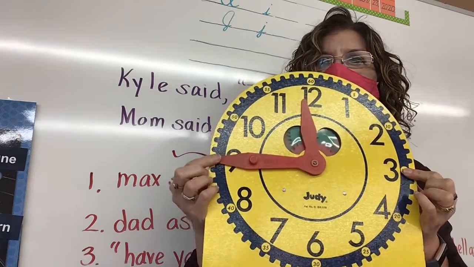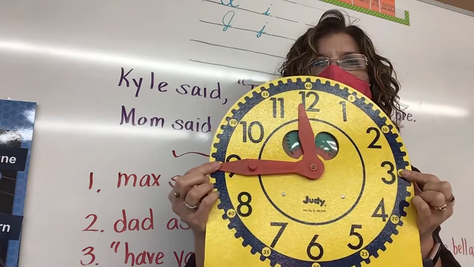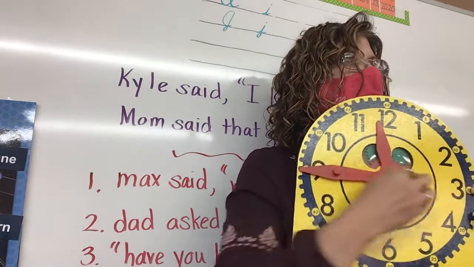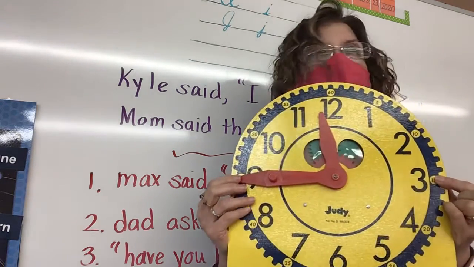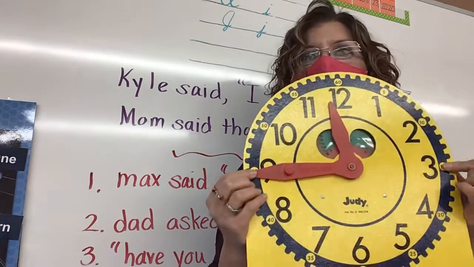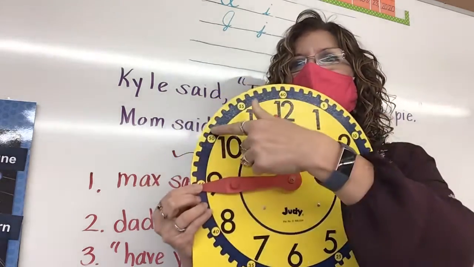It needs to go from over here to over here. Does anyone see that that is half of the clock? Yes. So that should already tell you what the answer is. What is half of the clock? 30 minutes. But let's count it off just to see.